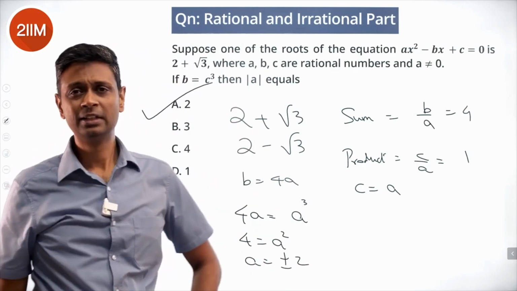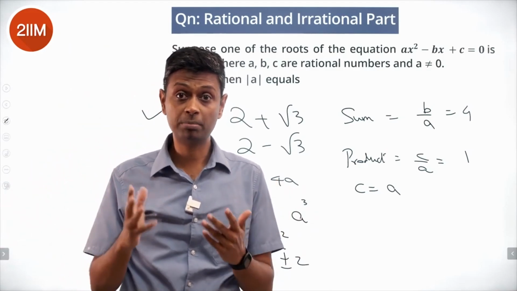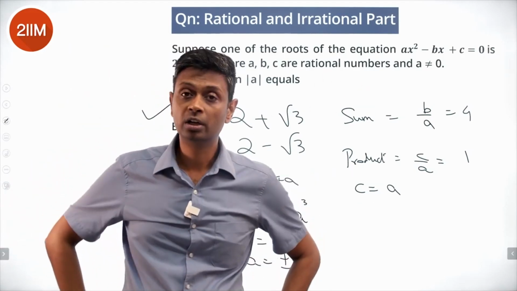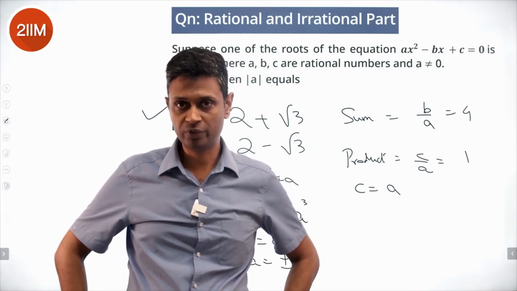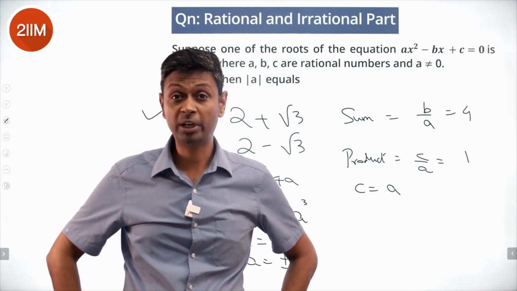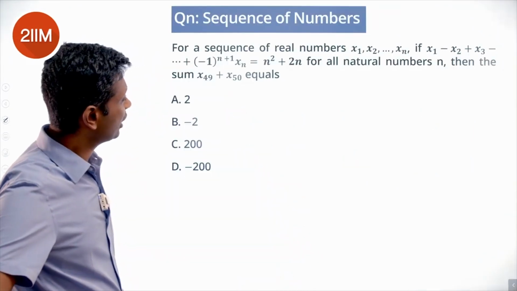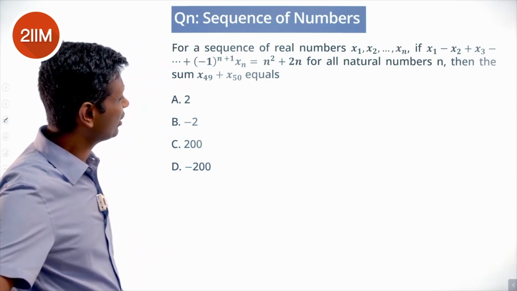Done. If 2 plus root 3 is a root, the other root is 2 minus root 3. Roots come in conjugate pairs if you have rational numbers as coefficients. That's the first part. Ax square plus bx plus c equal to 0. Sum of the roots is minus b by a. Product of the roots is c by a.